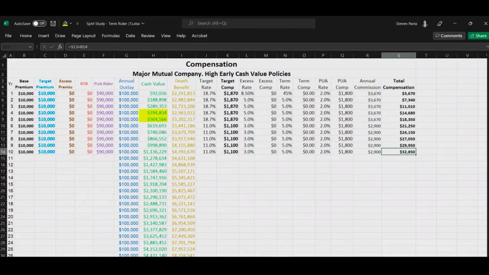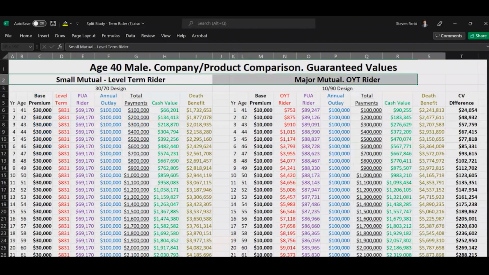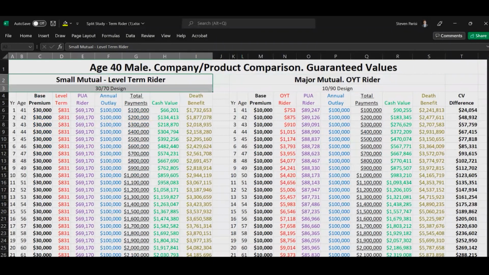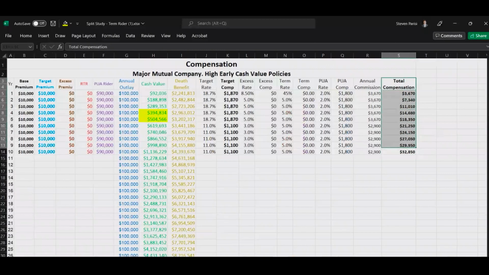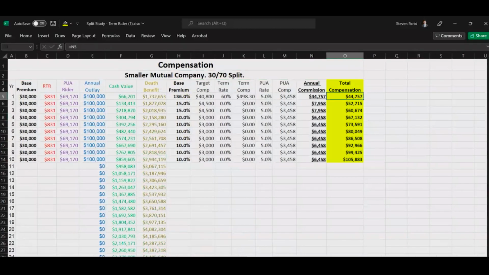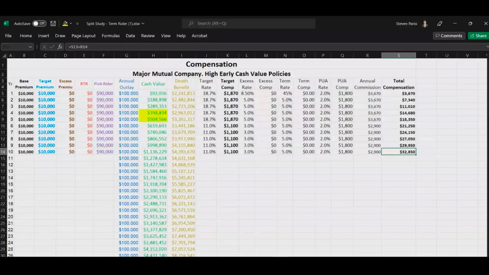My point is, look at this. So with the design, if we go back to this guy, this is the guarantees, which one gives you more money? Yeah, it's pretty clear, that 1090 design. Compensation, however, over 10 years, this is the total gross amount that we receive. This is based on our scales, our rates. Just about $33K. Versus that $30.70 with the smaller company, I would make significantly more than that in the first year alone. $44,000 in change, let alone over 10 years, $105,000.